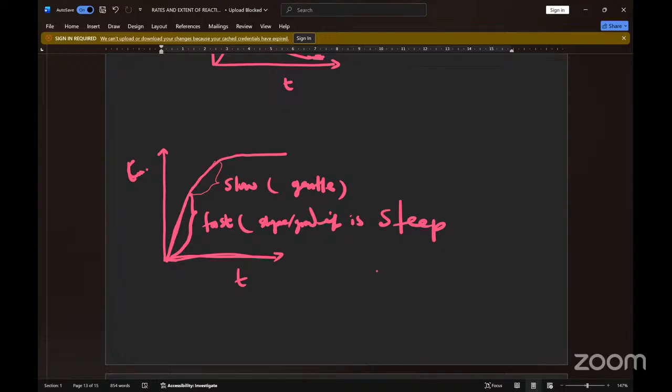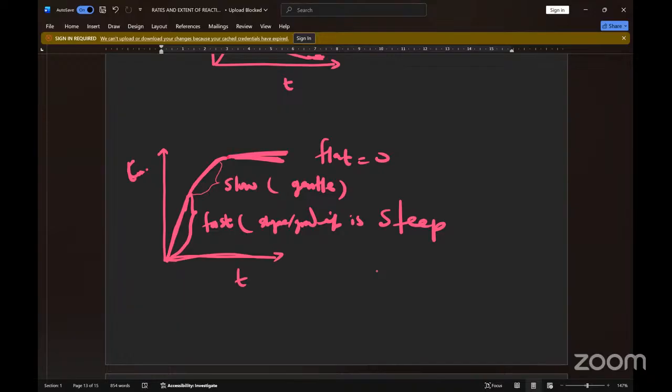And this one, sorry, the slope is flat. There's no slope, it is actually zero. Okay. So what this basically means is that at the beginning of the reaction, the concentration of the product just shoots up. So it is very fast. Then it begins to slow down like this, and then it becomes flat.